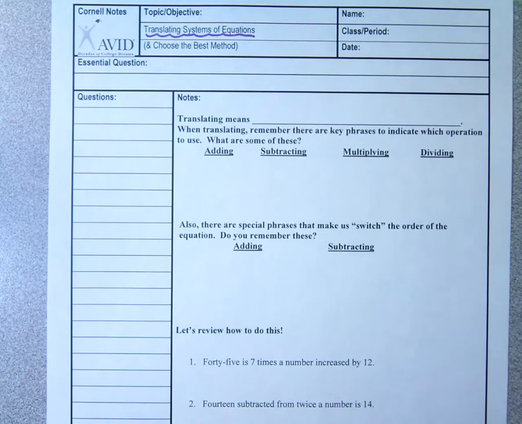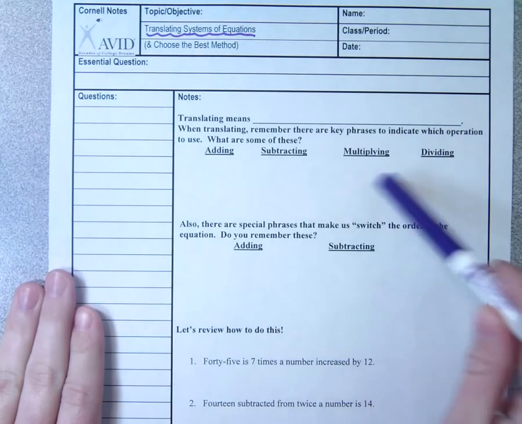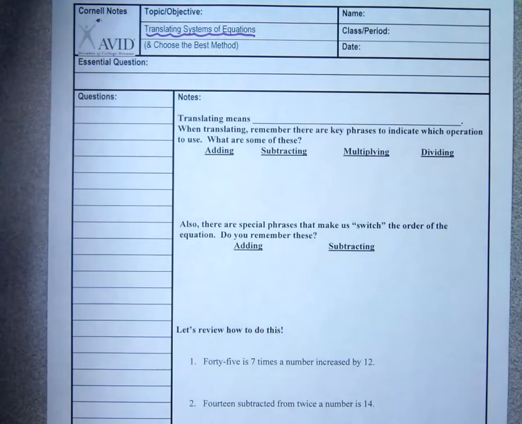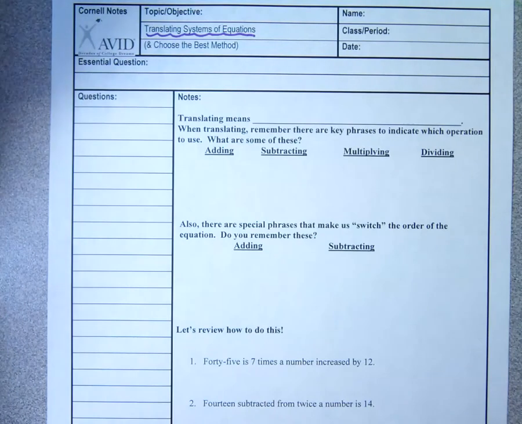But before we get into those word situations, we need to talk about words. Okay, so translating. What does that mean? This means that you're going to try to read something and figure out exactly what it's saying. So we have some keywords here for adding, subtracting, multiplying, and dividing. And I am just going to display these, and I'm going to give you a few moments to write them down. So let's start with adding.